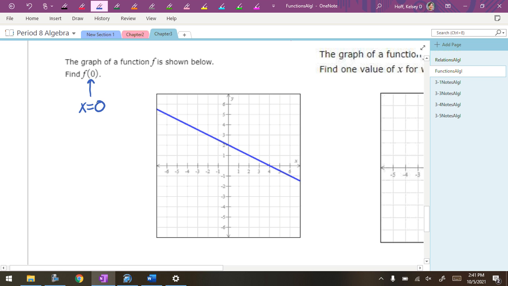2. Everybody agree with that? At 0, x is 0. Your y value right here, everybody follow, is 2. So f of 0 equals 2. When x equals 0, y equaled 2.